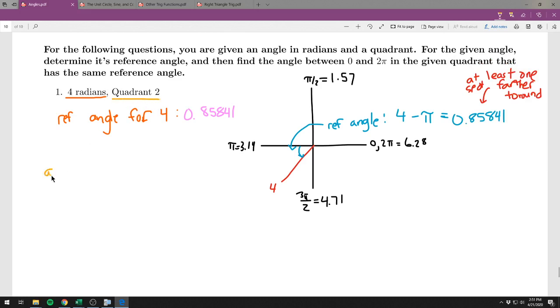Now we want the angle in quadrant 2 with a reference angle of 0.85841. Right, so quadrant 2 is right here. Draw our angle here. And the reference angle is the same from above, the 0.85841. Now, if you compute this angle, you still do think about it being 0.85841, this number behind pi.